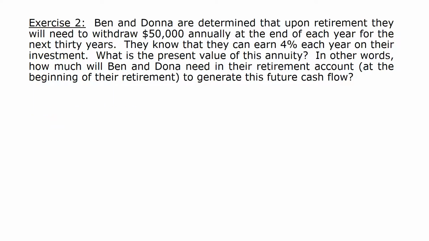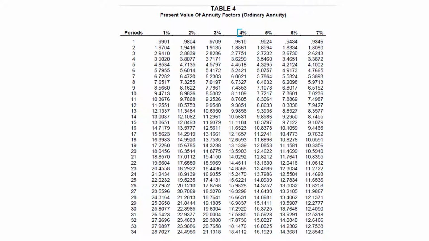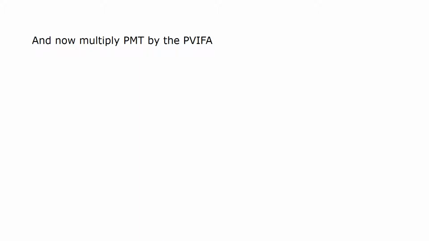So here is exercise 2. Try to do it on your own before I explain it. Pause the video. So again, here are the values I will try to find in the table. N, which is 30, and I, which is 4. So I have the 4% here, and here I have 30, number of time periods, and the corresponding number is 17.2920. Again, I will multiply the payment by the present value interest factor of an annuity.